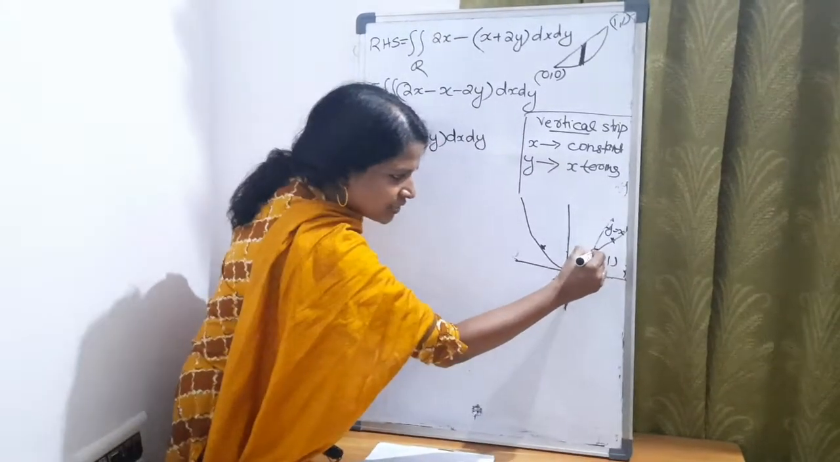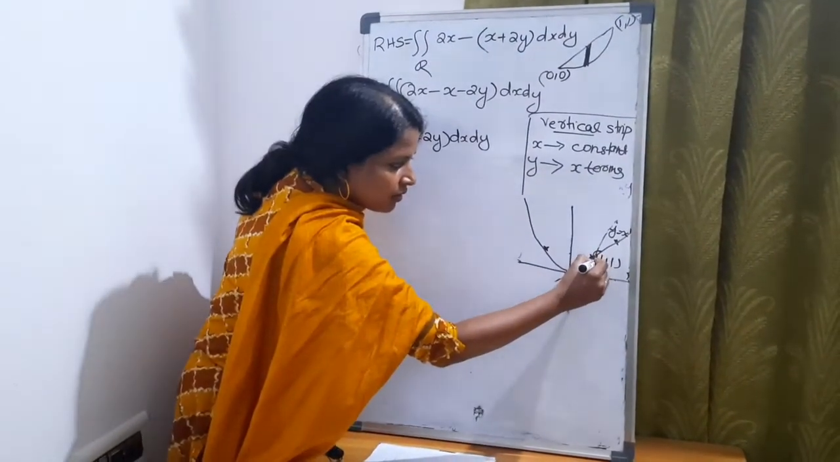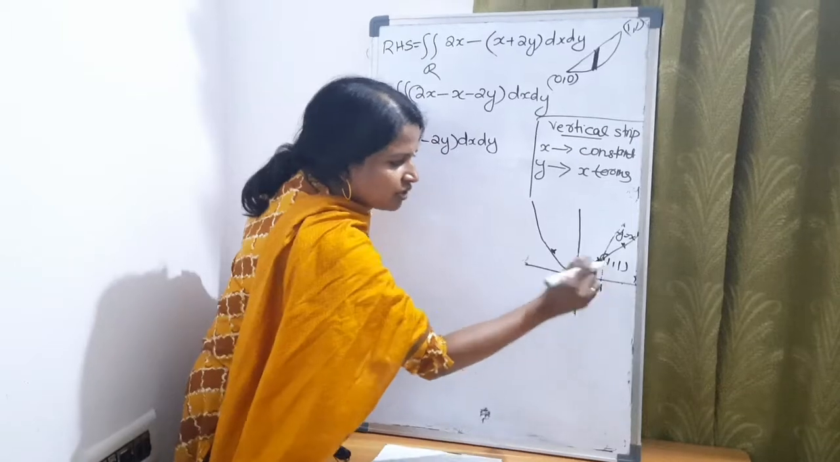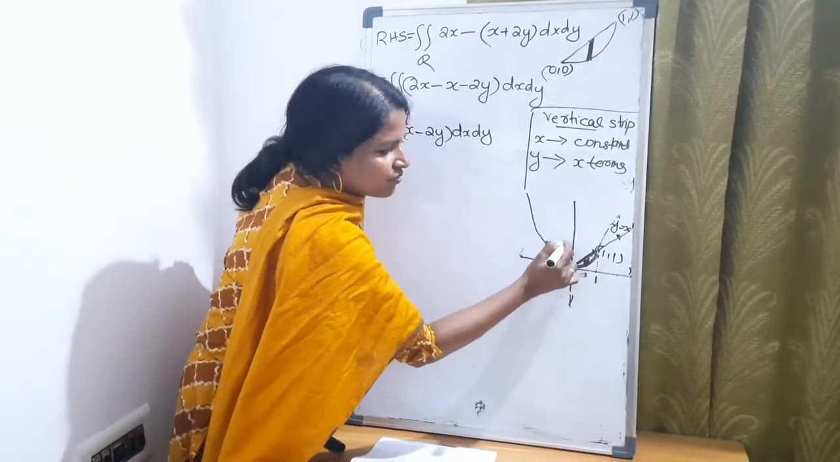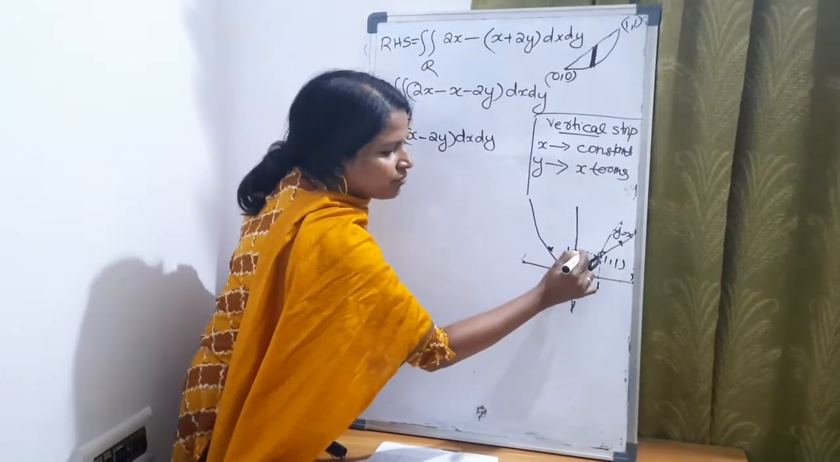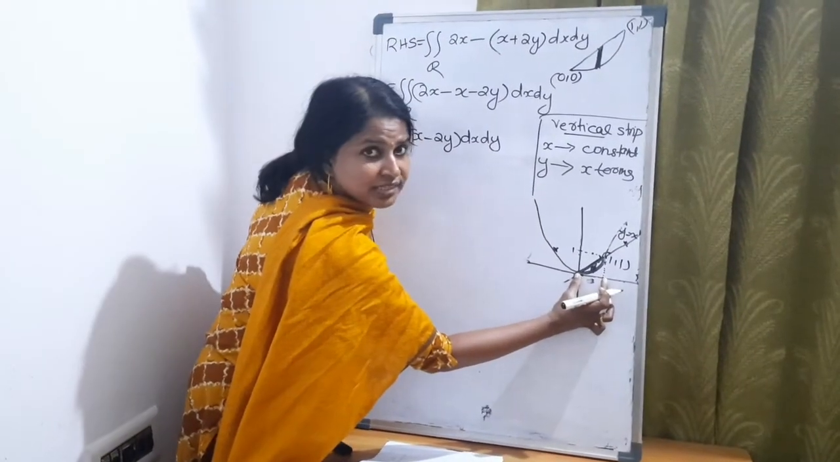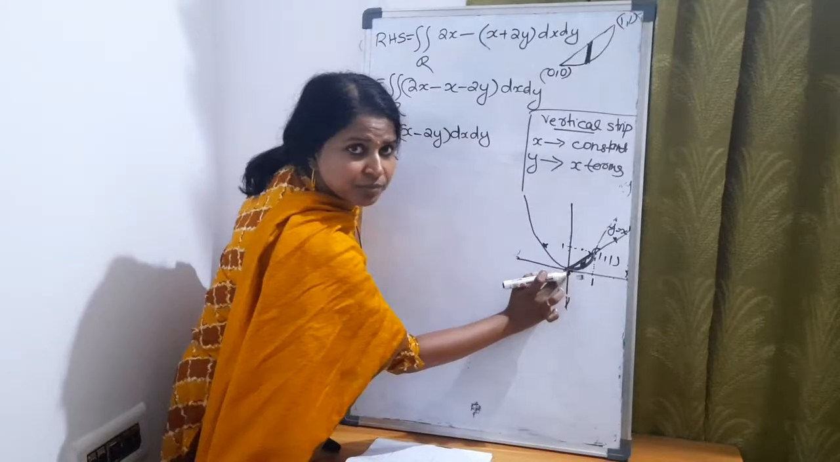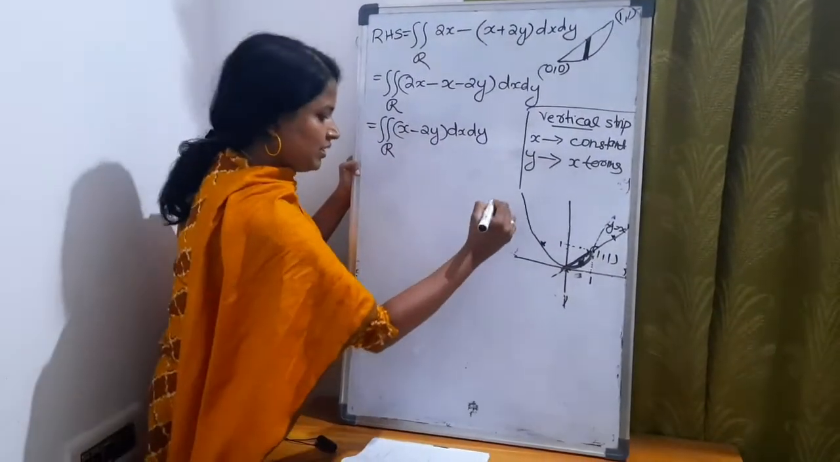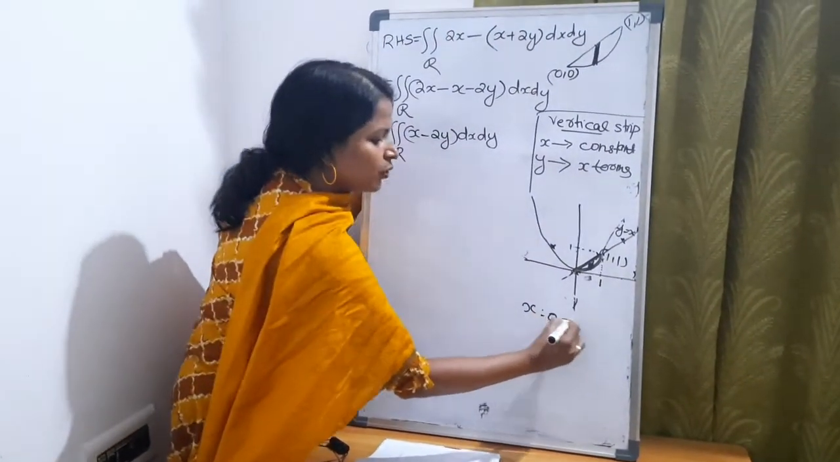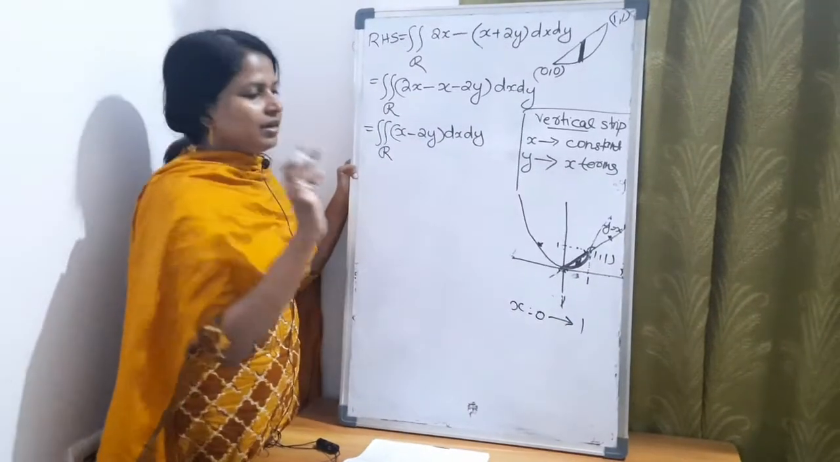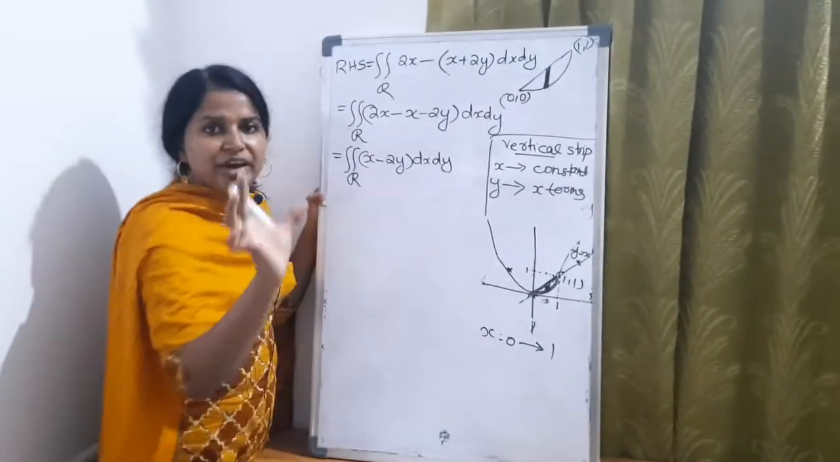Limit of x is constant means here this is the portion. The maximum value for x: this point is 1, 1. That is, this is 1. So this is the maximum value for x. That is, x varies from 0 to 1. Listen, next, the limit of y.